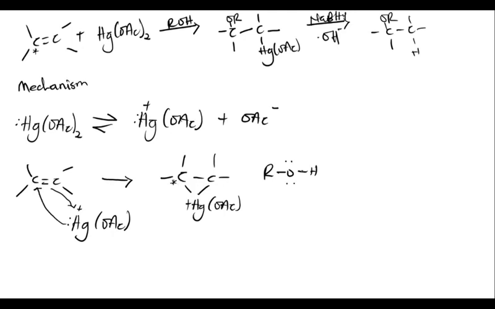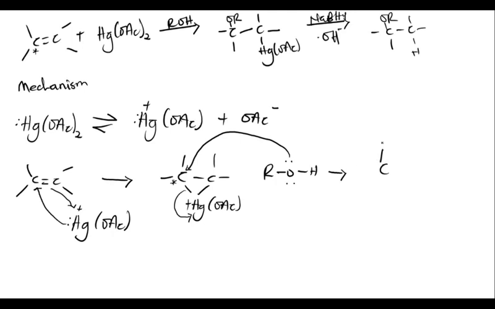So one of the lone pairs on the alcohol over here will be used to attack the most substituted carbon. In this case we are using this carbon with the asterisk as our most substituted carbon. So the lone pair will attack this most substituted carbon, releasing these electrons onto the mercury, and from here we get a product that looks like this.